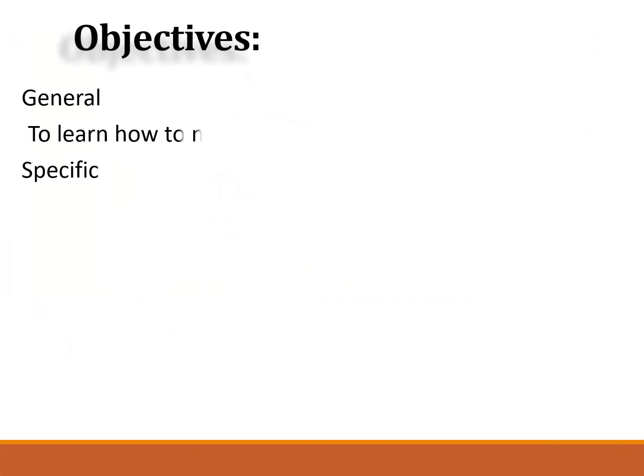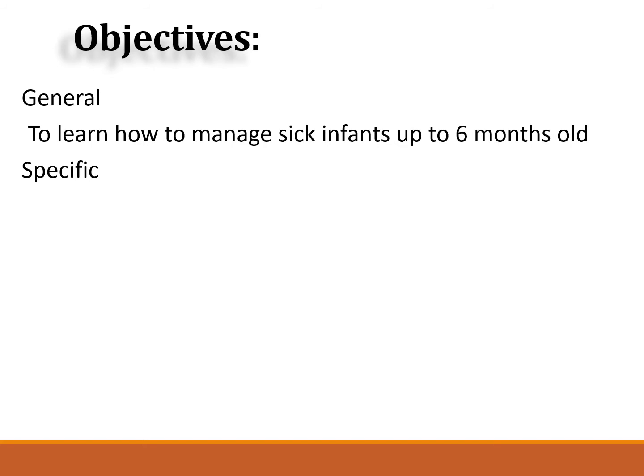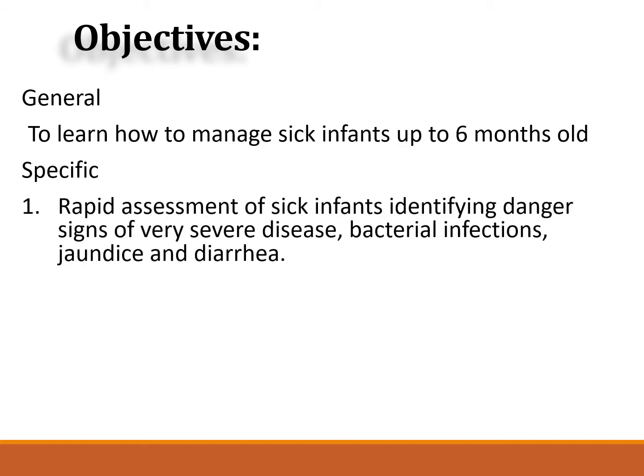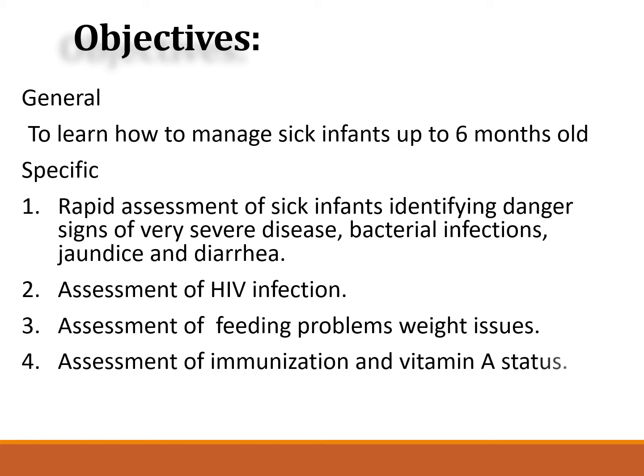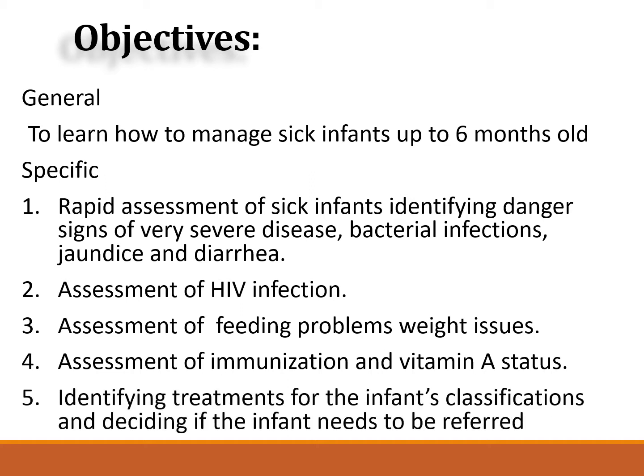Several objectives. First is to learn how to manage a sick infant up to 6 months old. Rapid assessment of the sick infants, identifying danger signs of very severe disease, which is very important. Signs of bacterial infections, jaundice, and diarrhea. Assess for HIV infections, assess the feeding problems and weight issues, learn how to assess the level of immunization and vitamin A status, and identify treatments for the infant's classifications and decide if the infant needs to be referred.